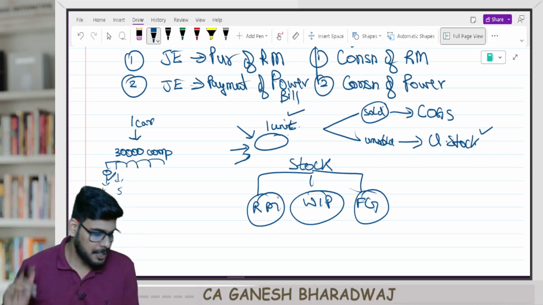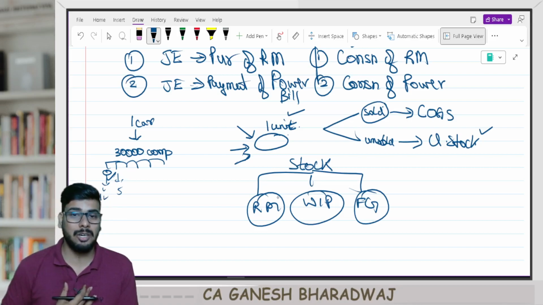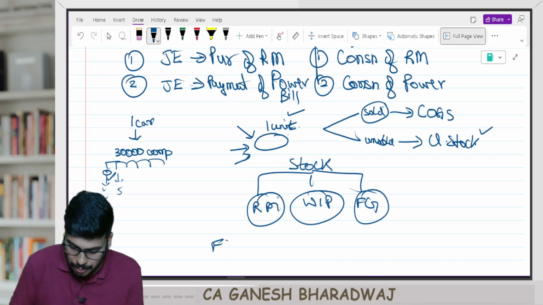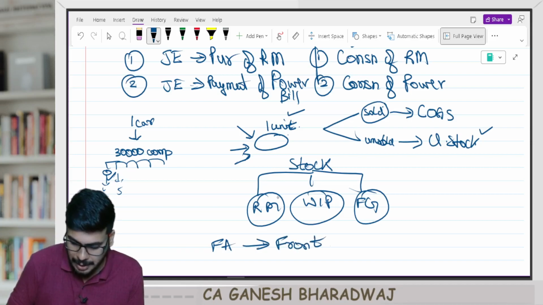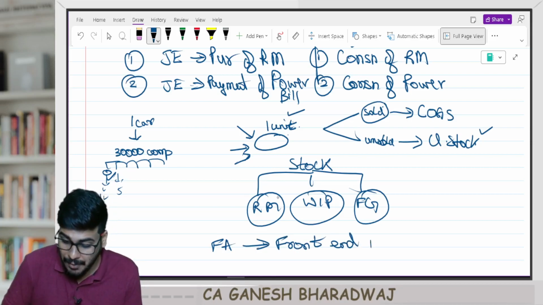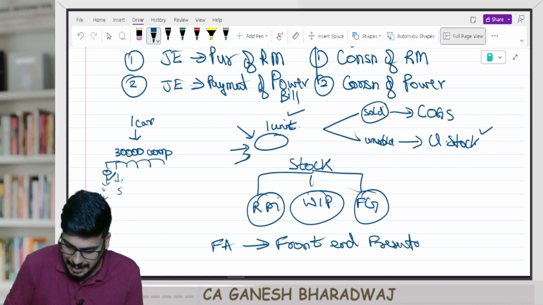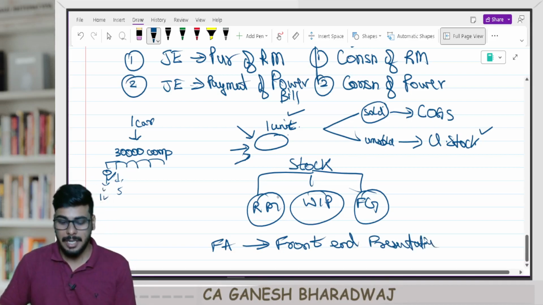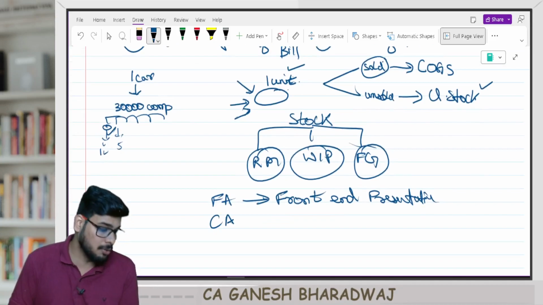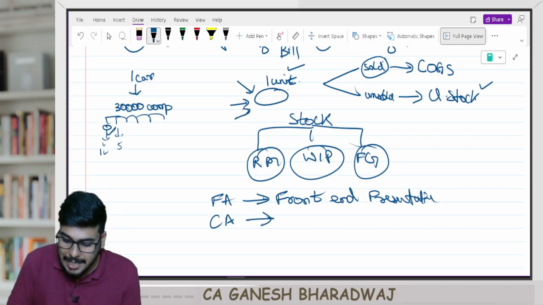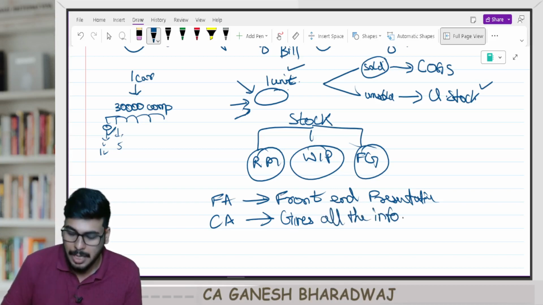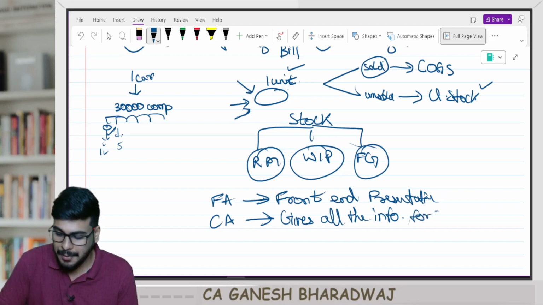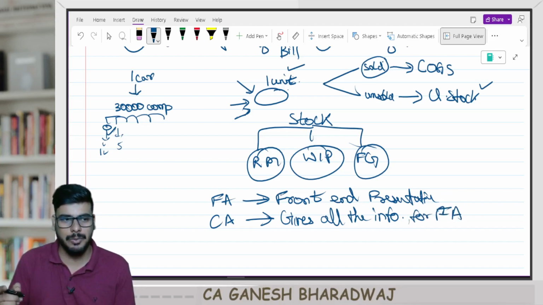Clear with this, guys? So now basically your financial accounts is what? Your financial accounts is basically meant for front end presentation, correct, guys? Whereas what is your cost accounts? It gives all the information. It gives all the information for financial accounts as well. Are you clear? Are you guys noting it down?